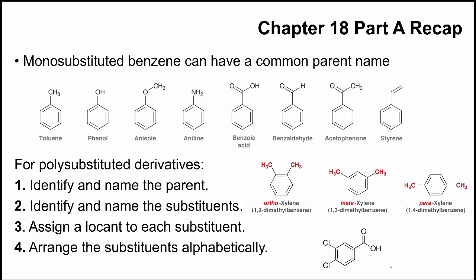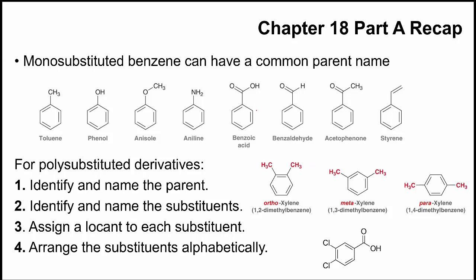Aniline is the NH2. We have benzoic acid, benzaldehyde. Acetophenone is the ketone version, it has the CH3 on the end. And then there is styrene. You may have heard of styrene, or polystyrene. If a whole bunch of styrene units get together, you get polystyrene, which is in the styrofoam cups. If you have multiple substituents on your benzene ring, you would use the parent name for one.